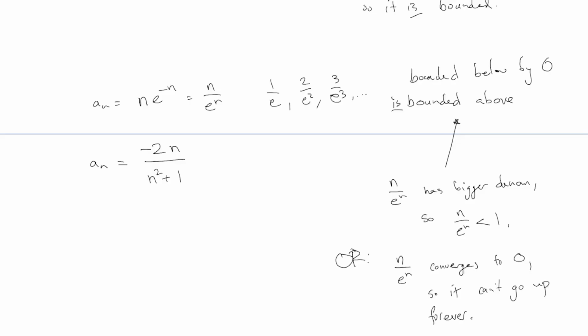All right, that means it must have an upper bound at some point. If it converges to 0, then it does not go up forever. All right, great. And how about the last one?